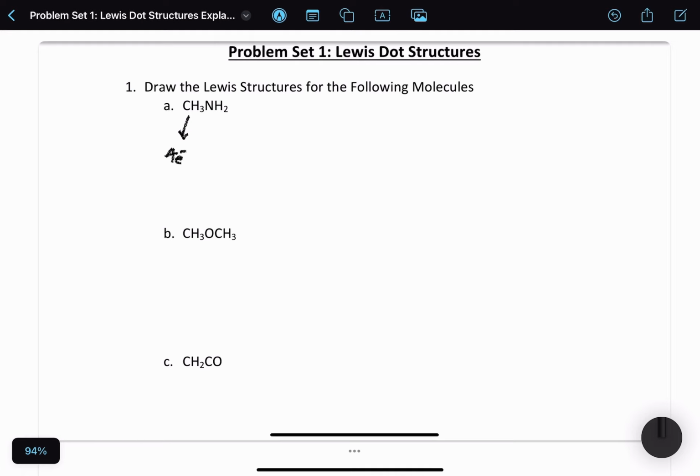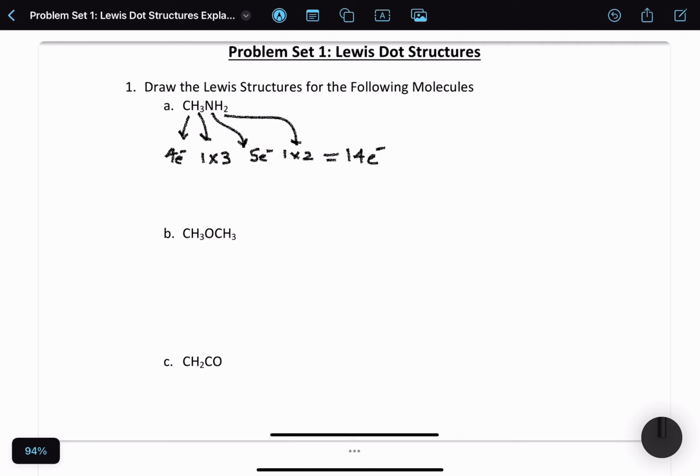We know that carbon is in group 4, and so it's going to have 4 valence electrons. Hydrogen is in group 1, and there's 3 of them. So there's going to be 3 electrons from those 3 hydrogens. And so nitrogen has 5 electrons, and then those 2 hydrogens, there's 2 of them, and they have 1 electron each. That gives us a total of 14 electrons.